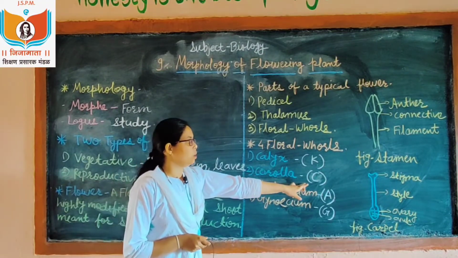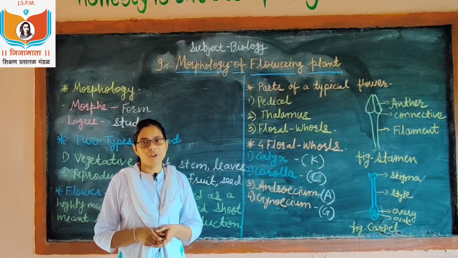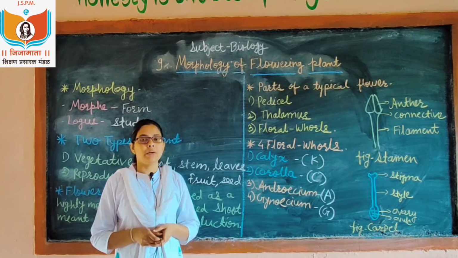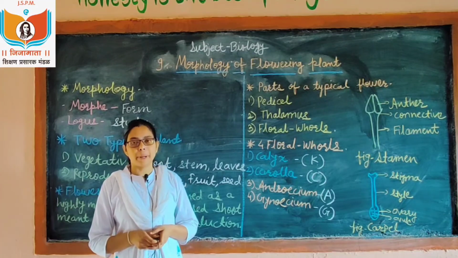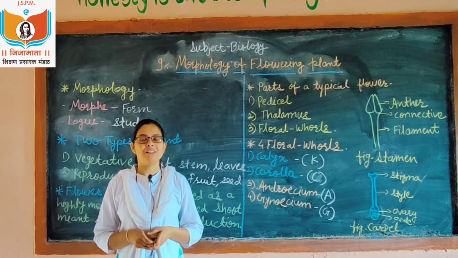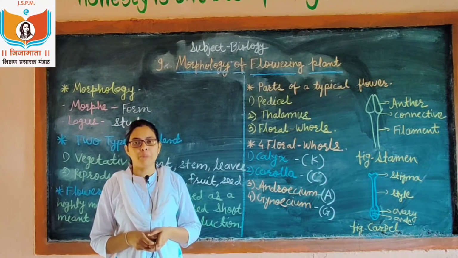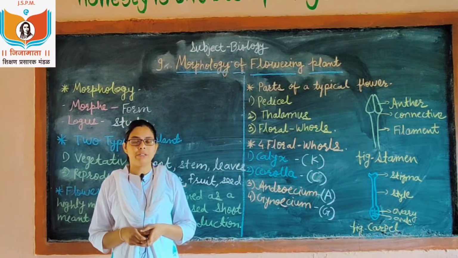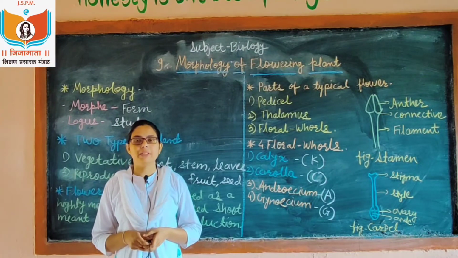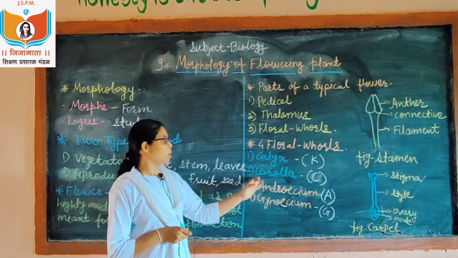Corolla is denoted by capital C. It is the second accessory whorl of a flower. It is dark in color, bright in color. Its members are called petals. When all the petals are joined together, the term is gamopetalous. When all the petals are free from each other, that term we call polypetalous. An example is China rose. So what are the functions of the corolla?